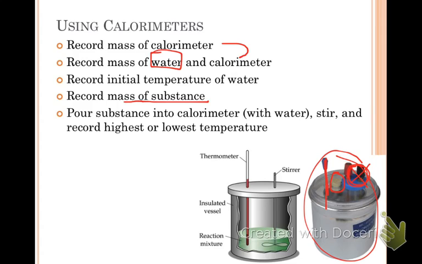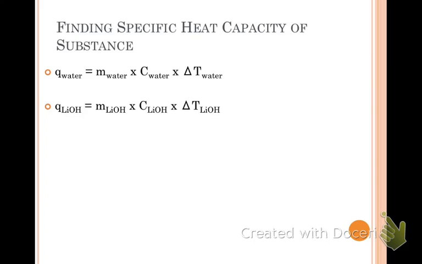Stir it, put the lid on it as quickly as possible. This is when you have to be super quick. And then record the highest or the lowest temperature. So highest if it's exothermic, lowest if it's going to be endothermic. So that way you can determine what the amount of heat lost or gained was. So this is how we do these calculations.